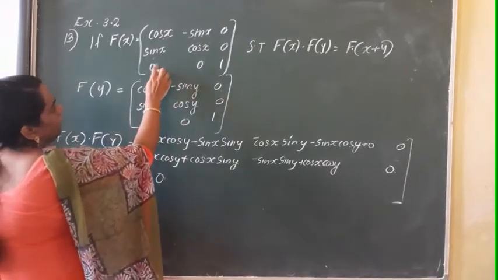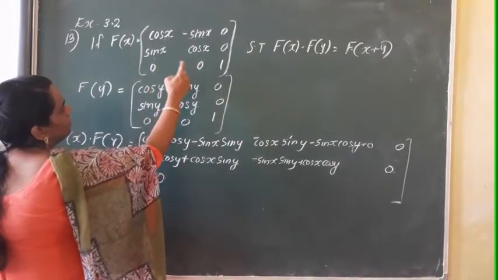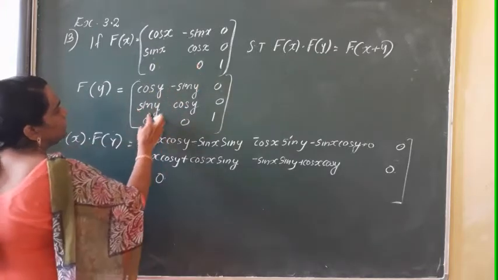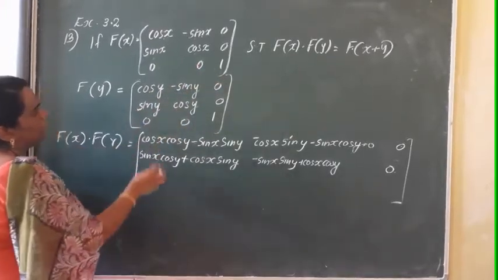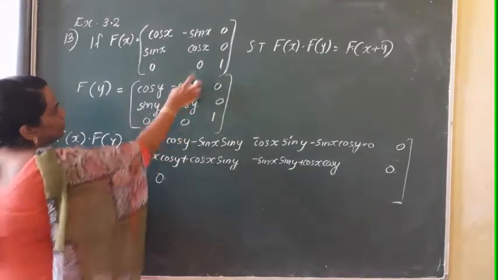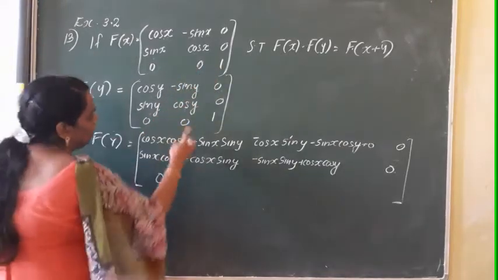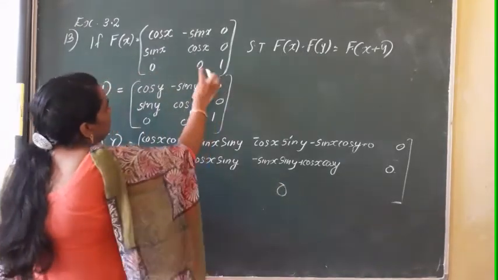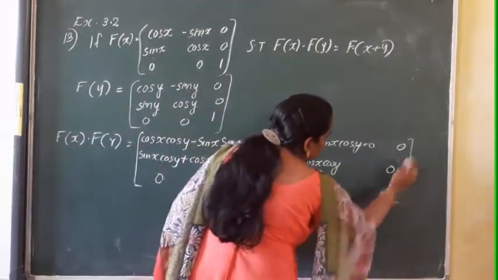Here plus 0 into cos y, 0. 0 into sin y, 0. 1 into 0, 0. Then 0 into sin y, 0. 0 into cos y, 0. 1 into 0, 0. Then 0 into 0, then last element is 1.